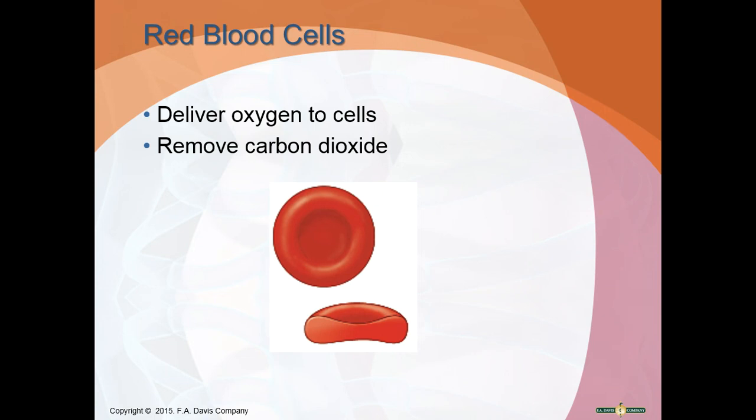So let's look at red blood cells. Their principal function is to deliver oxygen to cells and remove carbon dioxide. Their disc-like shape provides a large surface area through which oxygen and carbon dioxide can diffuse. They lose almost all of their organelles during development, and they don't have a nucleus and they don't have DNA, so they can't replicate. They have a life cycle. They're made, and then they live for about 120 days, and then they die.